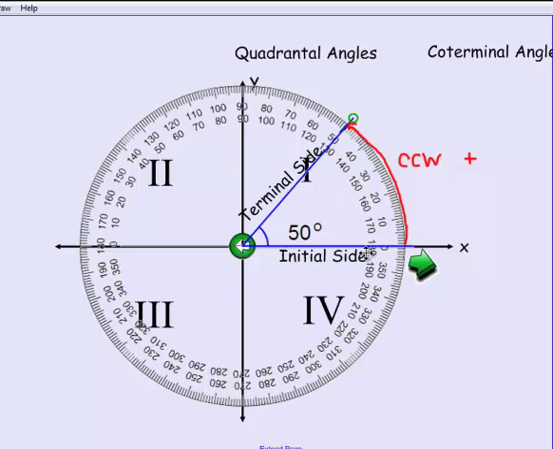Initial means to begin. That's why you have your initials. They're the first letters of your name. We have the terminal side, and terminal means to end. That's why you have airport terminals and bus terminals. It's where the plane stops and you get off. And of course you all have your favorite Arnold Schwarzenegger, the Terminator. That's right, you know what the Terminator did.